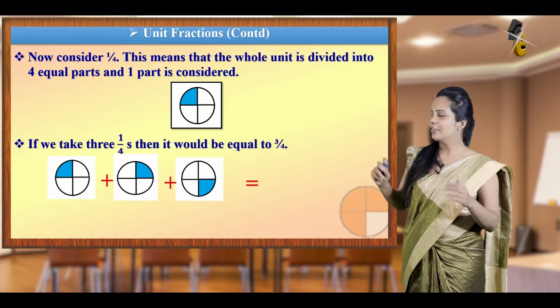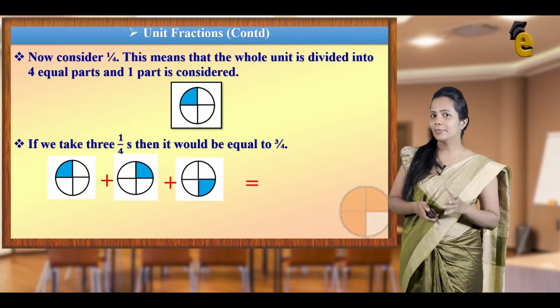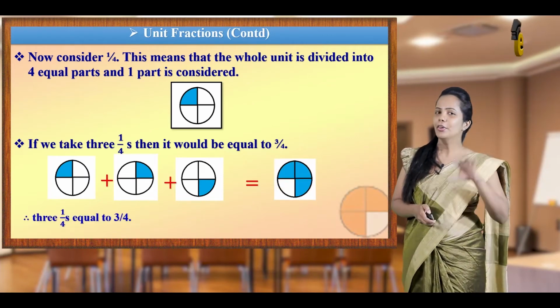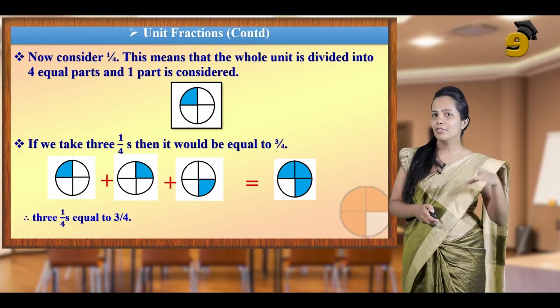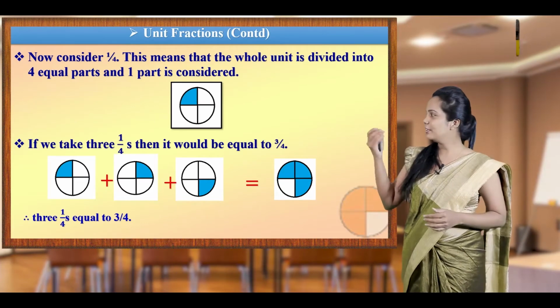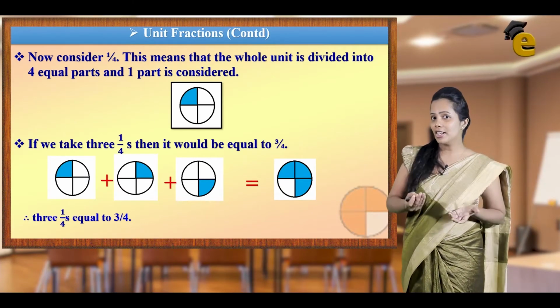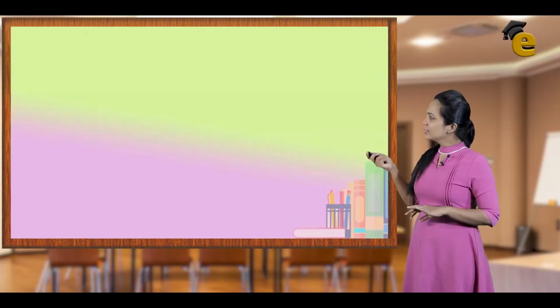Then you can see when you take the summation of these three diagrams, it will be 3/4. Therefore, you can represent 3/4 by 3 times 1/4. So, that is how we represent unit fractions. That is how we use unit fractions to represent other fractions.